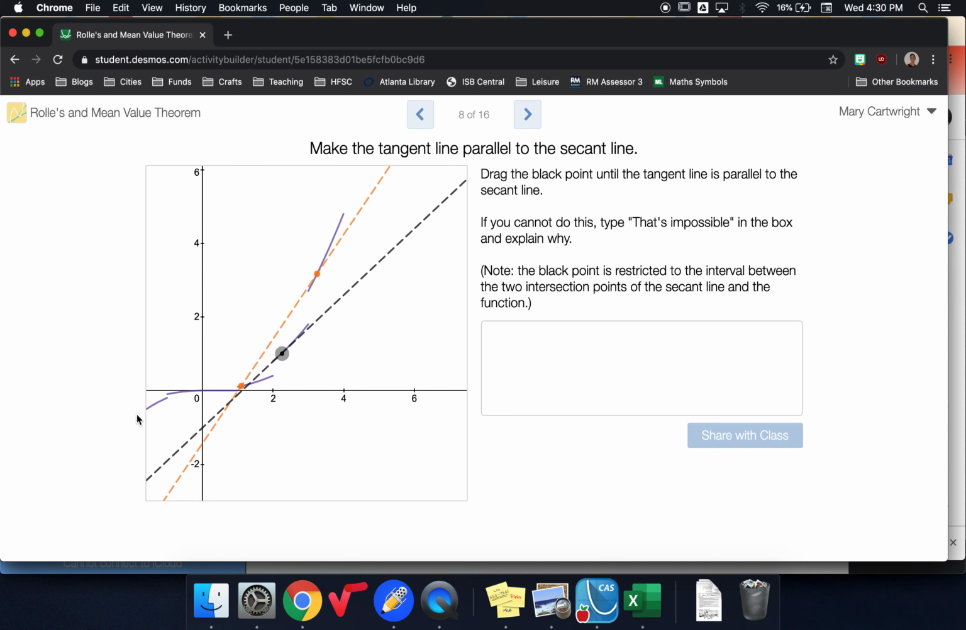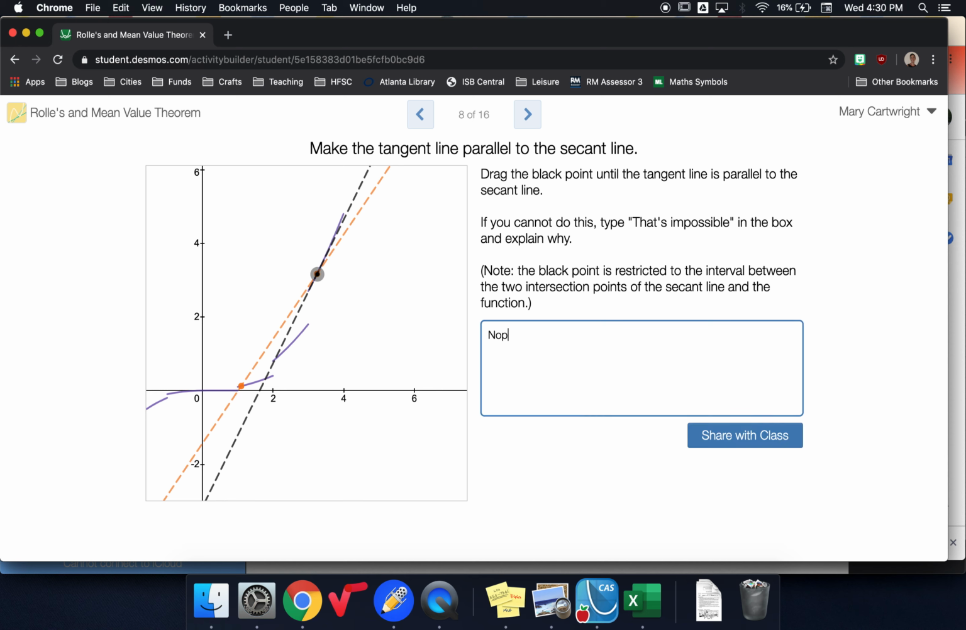All right, this time I have a function that appears to be constantly differentiable, but it is not continuous. So my guess is that we're not going to be able to do it. And sure enough, we cannot. Nope, not continuous.